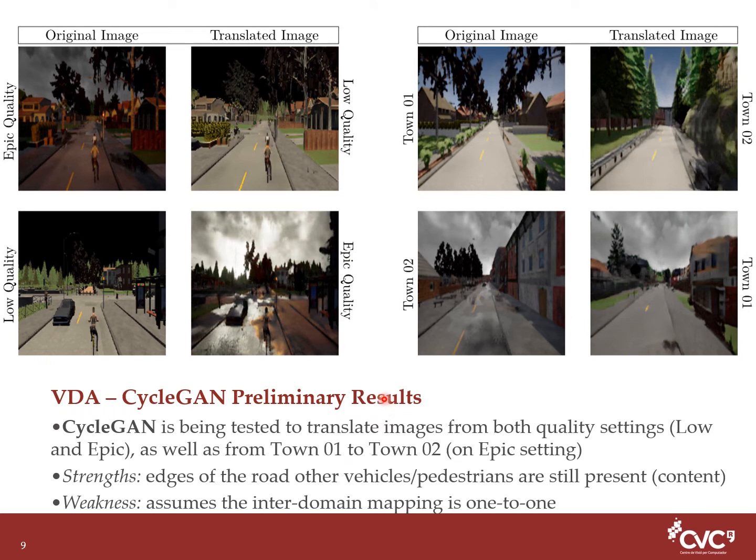So some preliminary results: CycleGAN can handle pretty well the translation from low to epic and vice versa, especially since it doesn't delete objects. But it assumes that the inter-domain mapping is one-to-one, which is not always the case with street scenes because of the changing weathers. Some results are seen here of translating from Town 1 to Town 2.